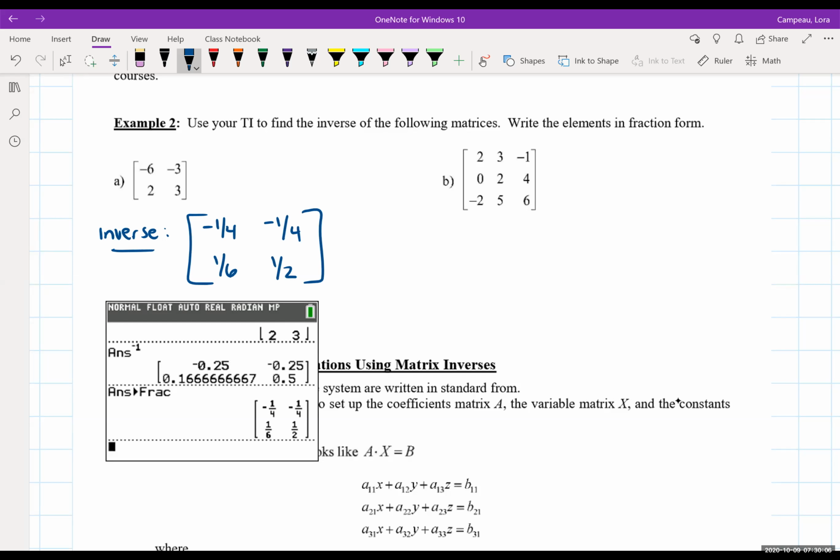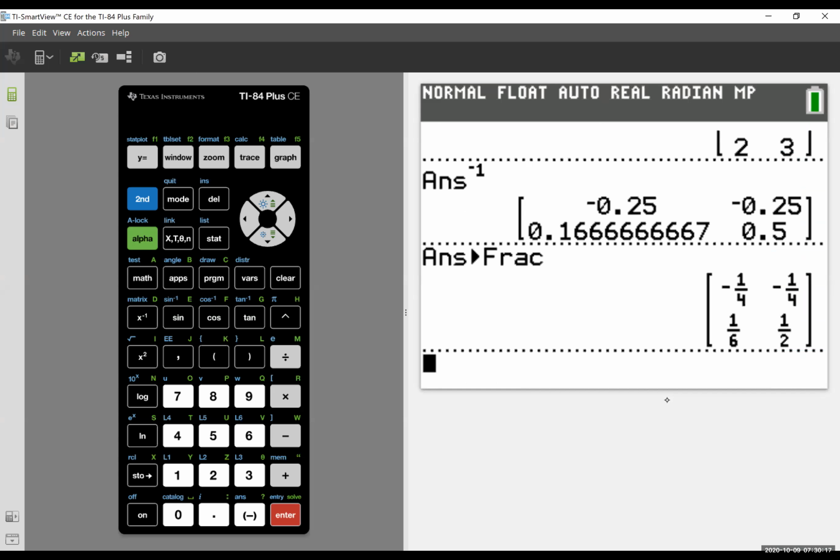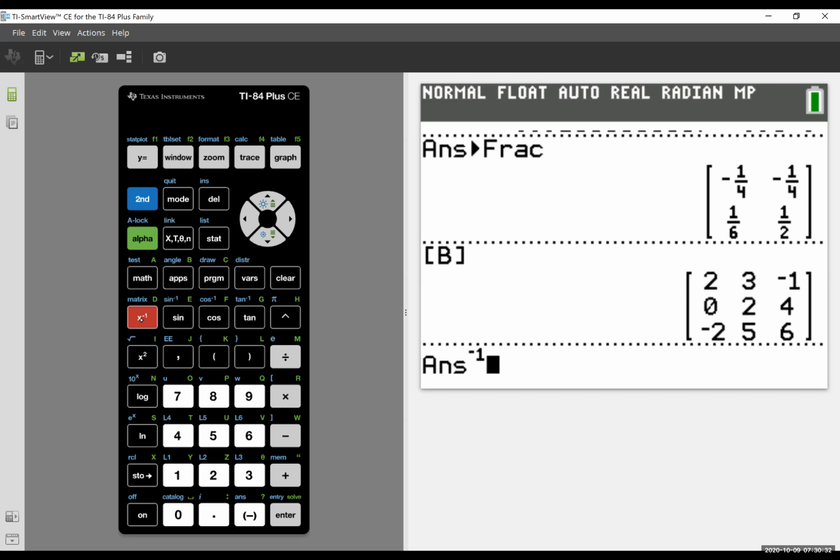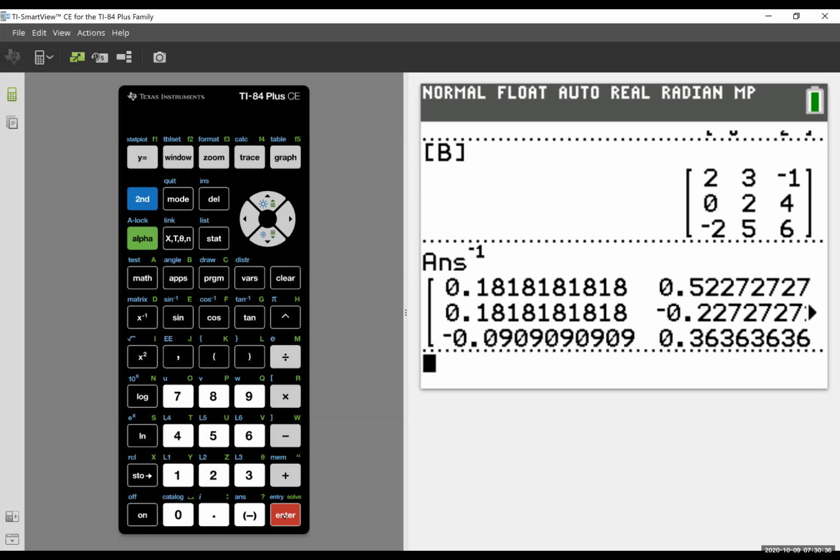So same story for part B. We shall do that. Let's switch back to our TI so we can see. And lucky for us, we already entered it in. So the only thing we have to do is call up matrix B. So second X inverse, matrix B. We just want to see it on the screen. And then now all you have to do is press the X inverse key. And that's taking the matrix that you see, finding the inverse.